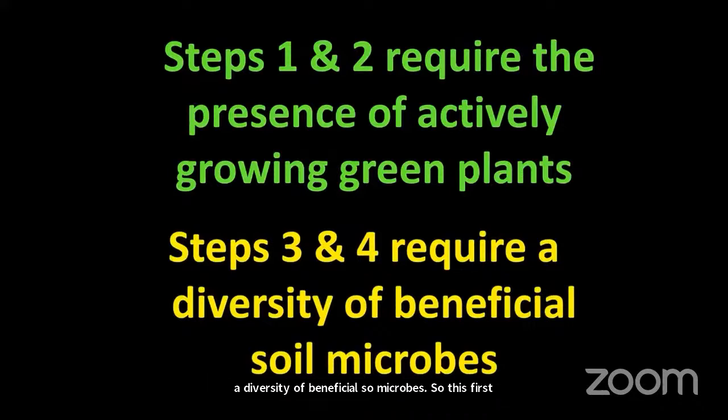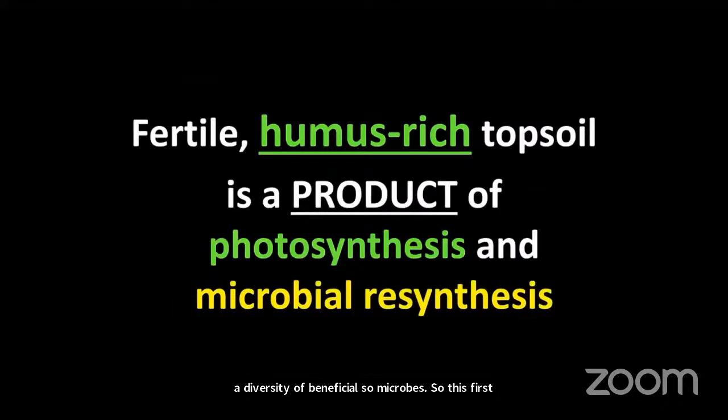So this fertile, humus-rich topsoil that we would all like to have on our farms is a product. It's a product of photosynthesis and microbial resynthesis, and it's something that you can produce in a relatively small amount of time on your farms. Even though soils have been there for a long time, we can rebuild topsoil incredibly quickly, and I'll be talking about that after lunch.